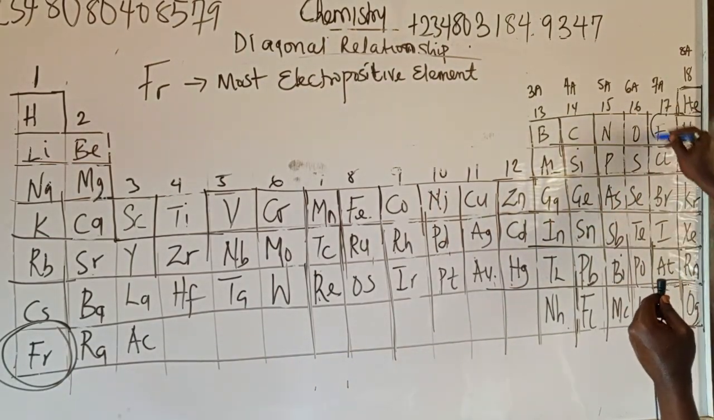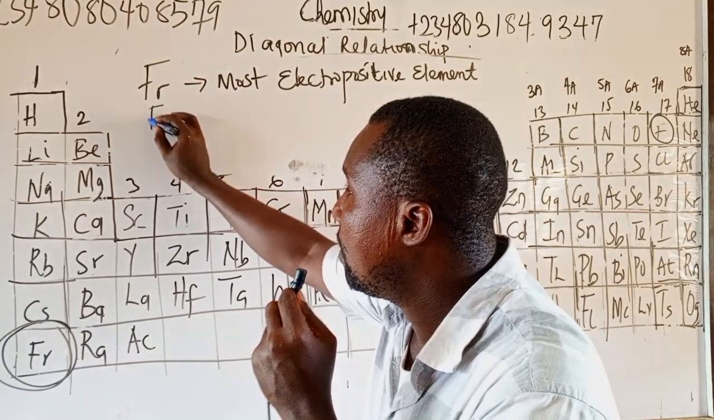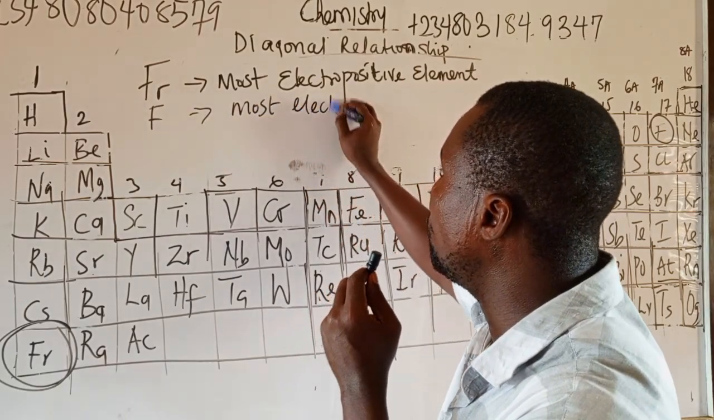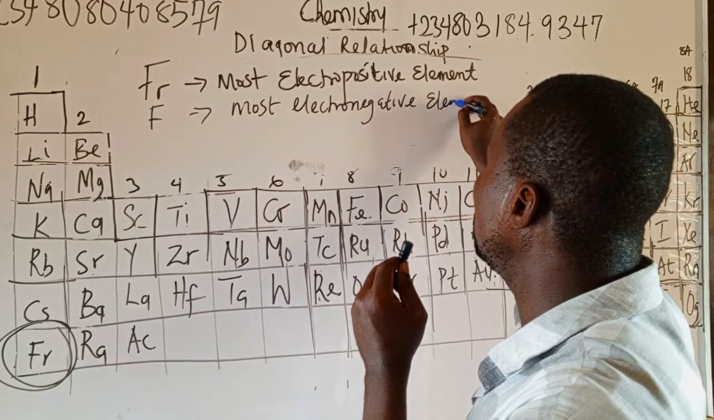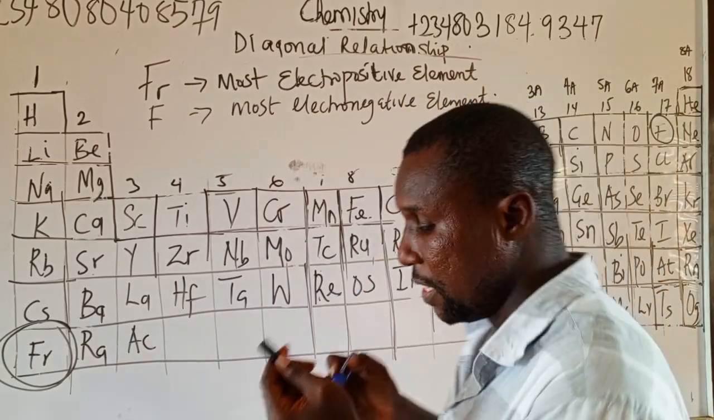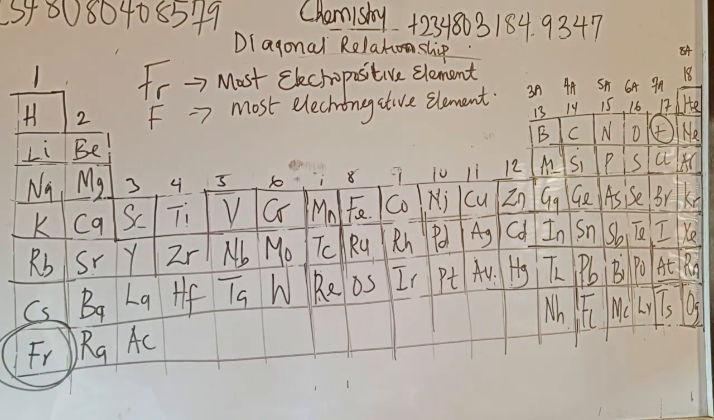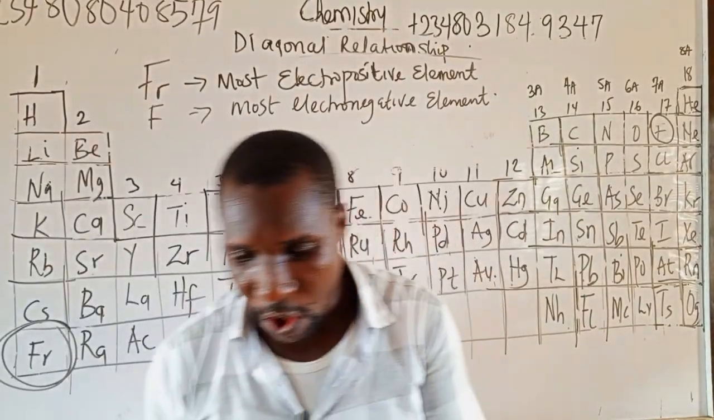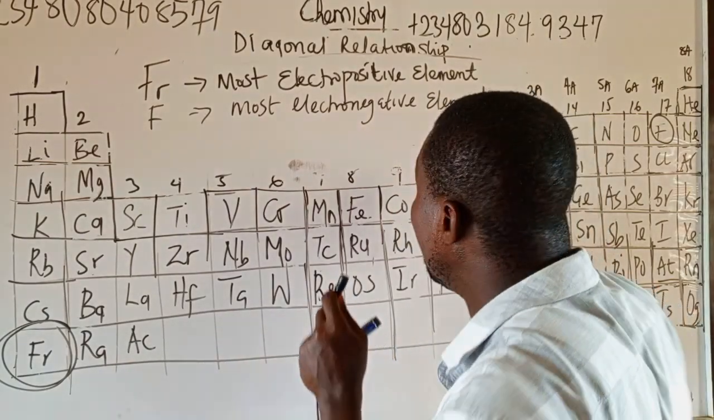While the most electronegative element is what? Fluorine. Fluorine is the most electronegative element. Let's move further, to know the atomic number of elements in group 1 and group 18. Let us look at that.